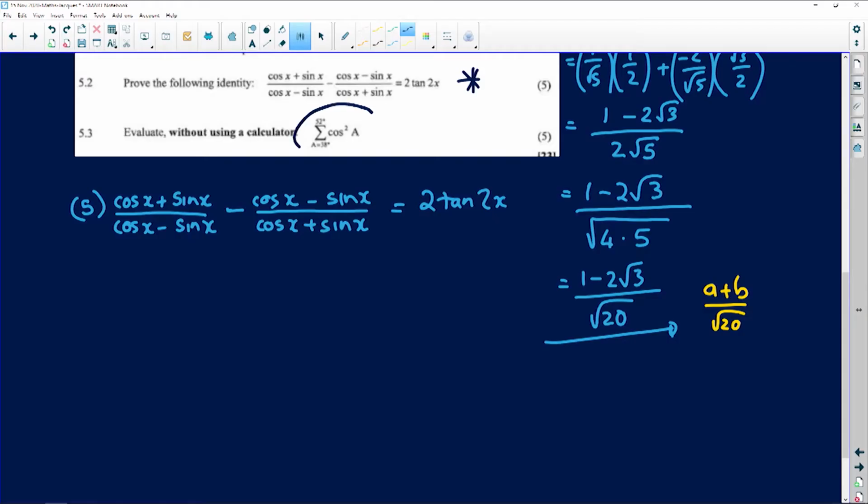The question I'm going to look at now is asking us over here to prove the identity. So I'm going to look at this one, and then we're going to look at this beautiful sigma one. This is a very interesting question. I love it. And it's for 5 marks. So let's start. Again, it's an identity. So we're going to start with the left-hand side. Our left-hand side has more information.